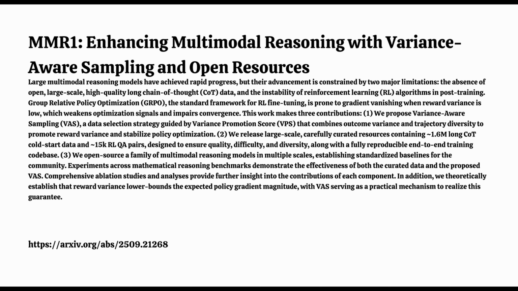So bringing it all together, the MMR1 success seems to be this synergy between very carefully chosen, difficult data and this theoretically sound stability mechanism, VAS. That's the key takeaway. It's the combination that delivers such effective RL for these advanced multimodal reasoning tasks. Now, the researchers do mention that calculating these VPS scores adds some computational cost. They suggest ways to manage it, like updating less frequently or only on subsets of data. Right, there's always a trade-off.